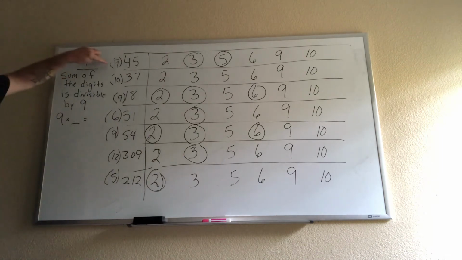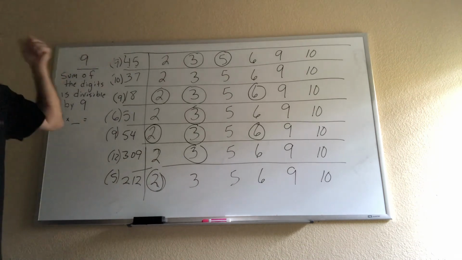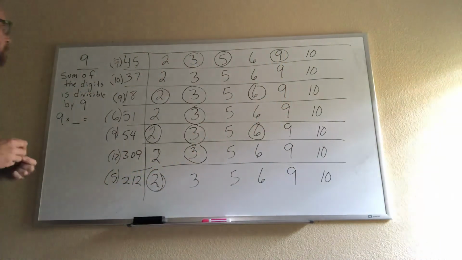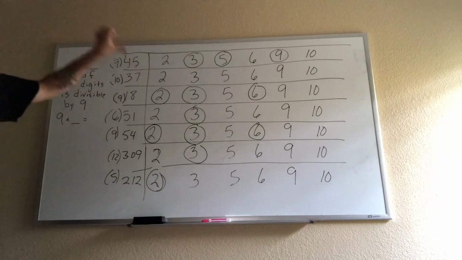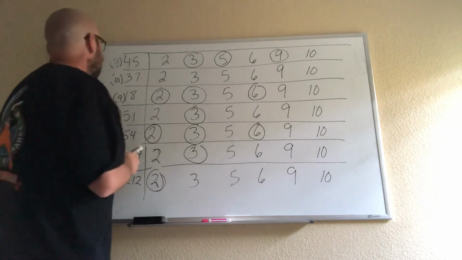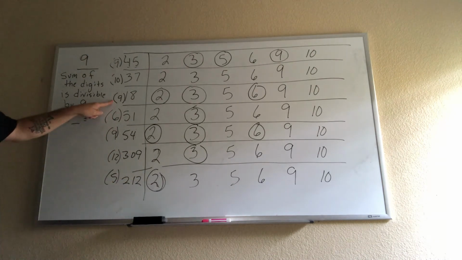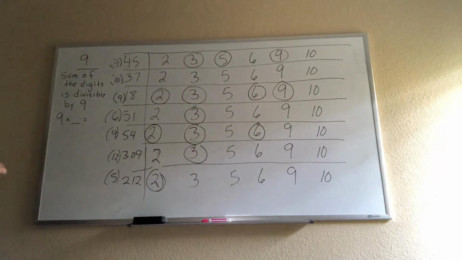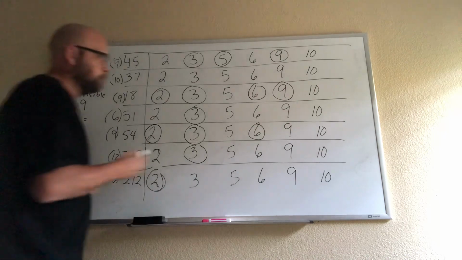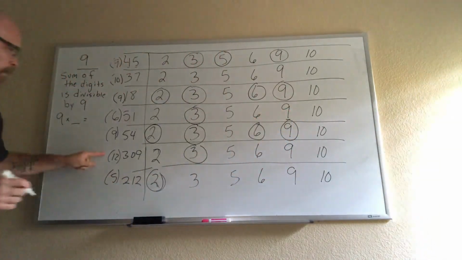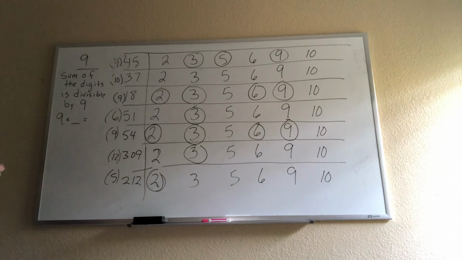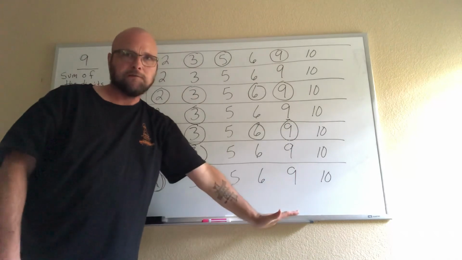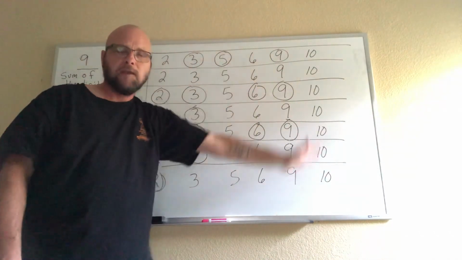Okay? So, does 9 times something equal 9? Yes, 9 times 1. So this is divisible by 9. Does 9 times something equal 10? No. So this is not divisible by 9. Does 9 times something equal 9? Yes. 9 times 1. So this is divisible by 9. No. Yes. No. No. So your 9 column should look like this. Make sure your 9 column looks like this. If it doesn't look like this, make it look like this.